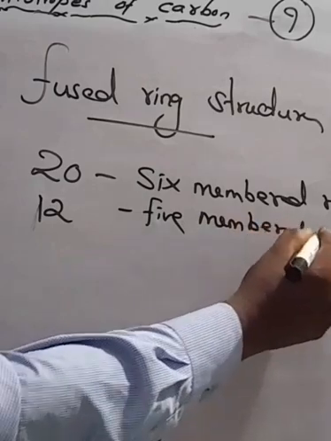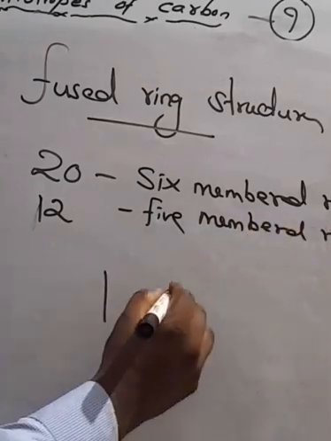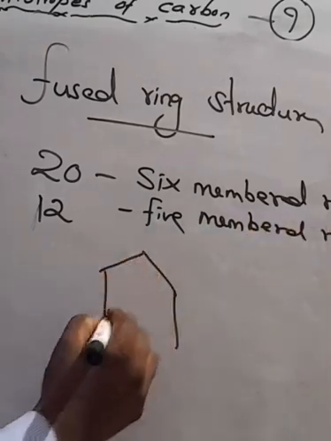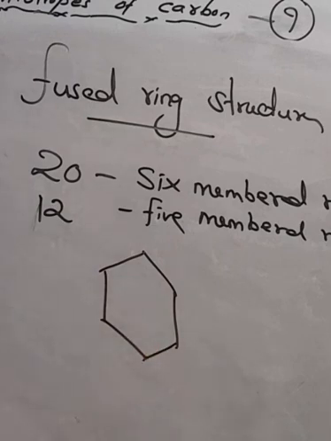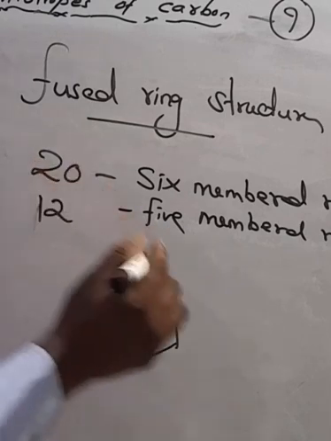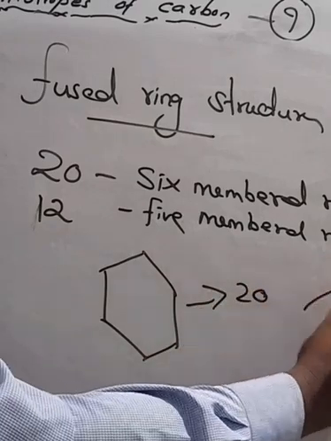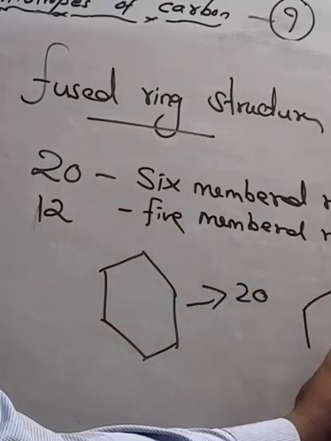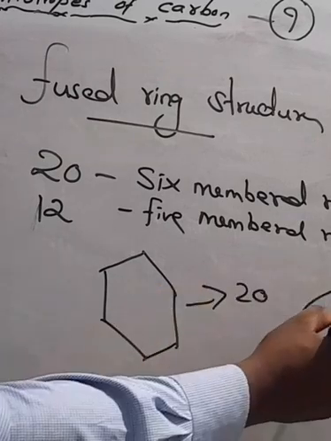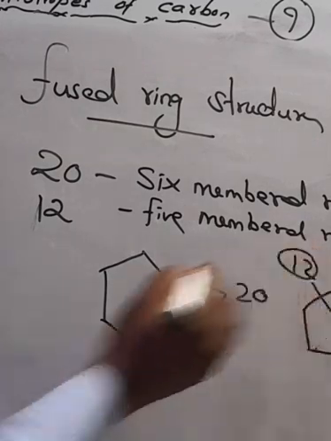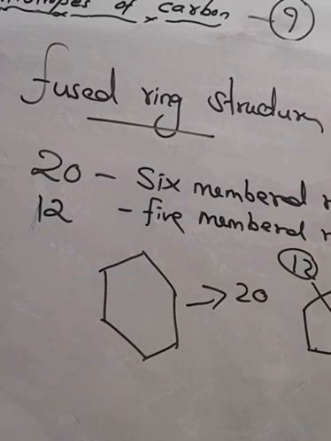What about the six-membered ring and five-membered ring? This is a six-membered ring. Am I right? How many do you have? 20. This is the five-membered ring. How many do you have? 12. This is the important point.